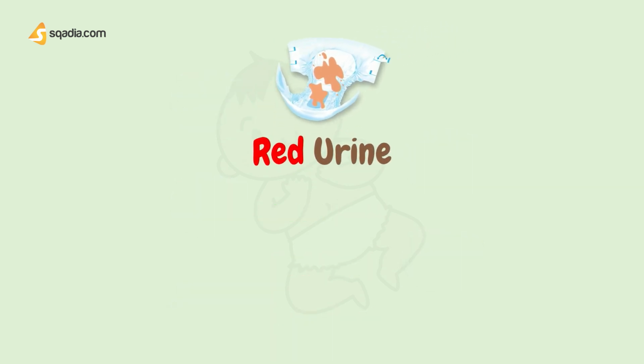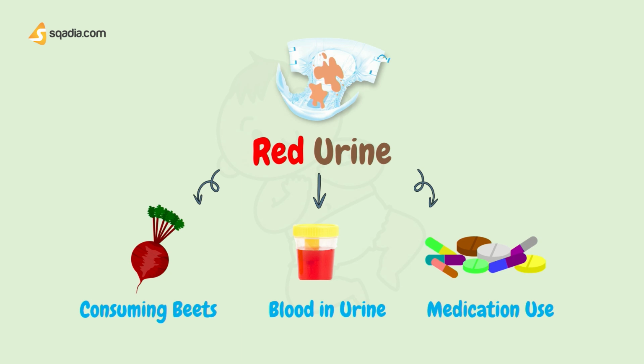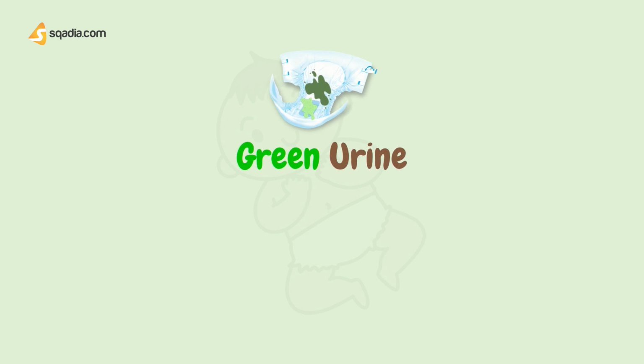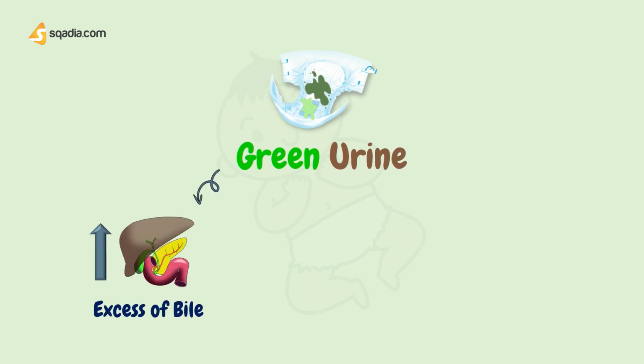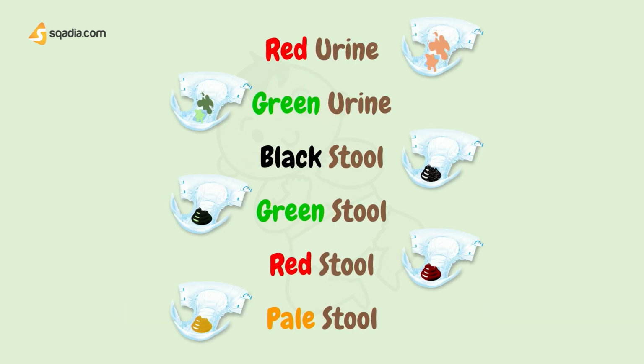If the urine of your patient appears to be red in color, this can be due to 3 reasons: either consuming beets, or blood in urine, or the use of certain medications. And if the urine is green in color, that might be due to excess of bile, concentrated urine, or use of certain medications. The variation in the stool color can also occur due to various causes.